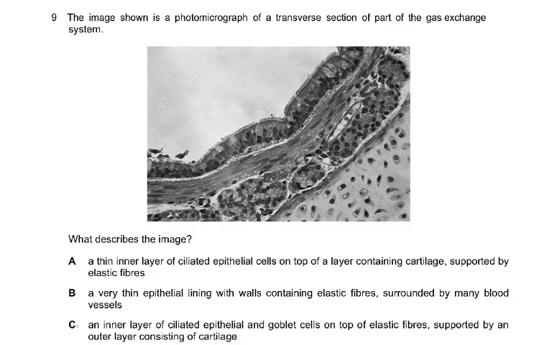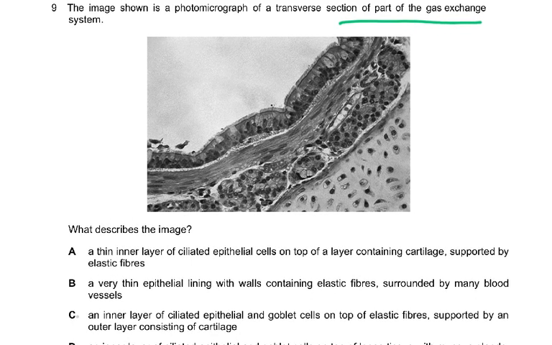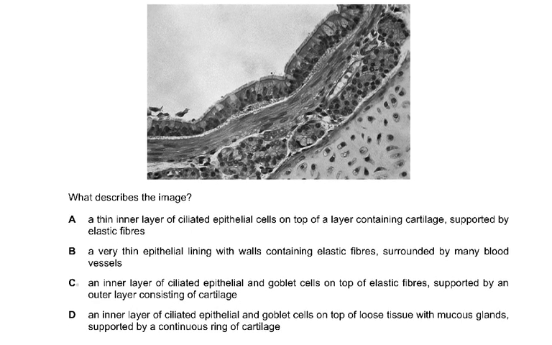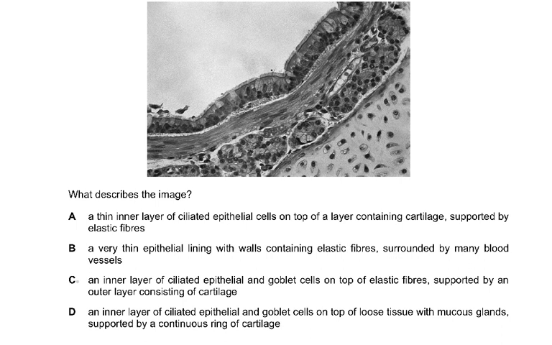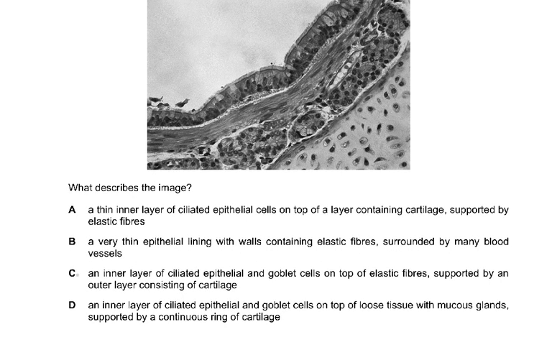The image shown is a photomicrograph of a transverse section of part of the gas exchange system. What describes the image? Now this is not actually testing any biology, but more of your English. It says, what describes the image? A thin layer. No, this is not a thin layer. This is a very thick layer. So A and B are wrong. Thin layer, very thin layer of ciliated epithelium. So this is the cilia. This whole thing is the ciliated epithelium.